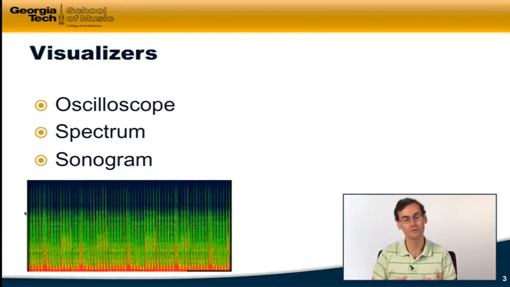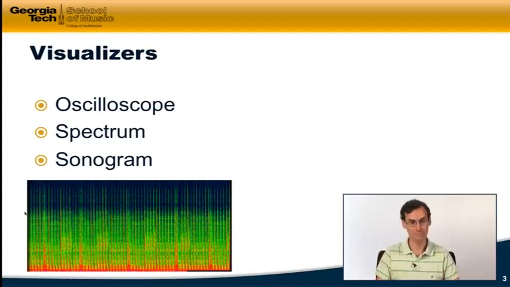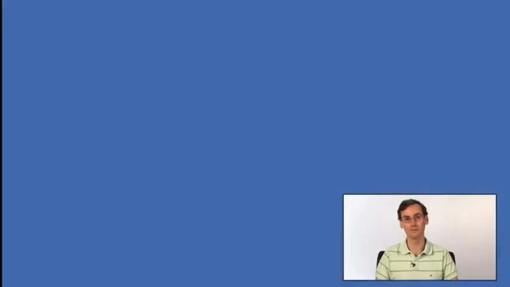So let's start with the visualizers here. We're using these implicitly without my really discussing them a lot in Module 1 of the course. So I just want to show you how to actually open them up and use them now. There's the oscilloscope, which shows us the waveform, spectrum, and the sonogram. So let's go over to Reaper here.